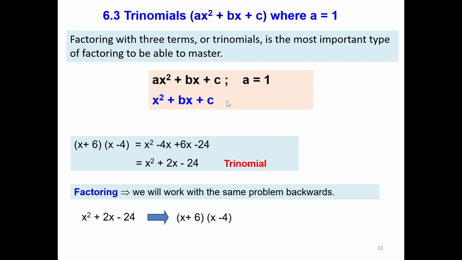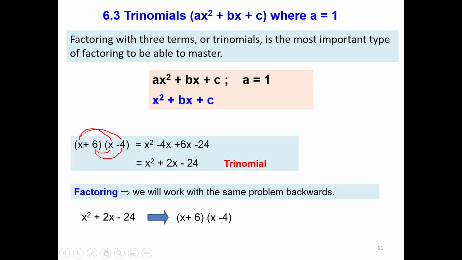Before we learn, if we had these two binomials and we multiply them using the FOIL method, we multiply the first, then the outside terms, the inside terms, and the last. If we multiply using the FOIL method, we will get x squared minus 4x plus cx minus 24. If we combine the middle terms, then we will get x squared plus 2x minus 24.